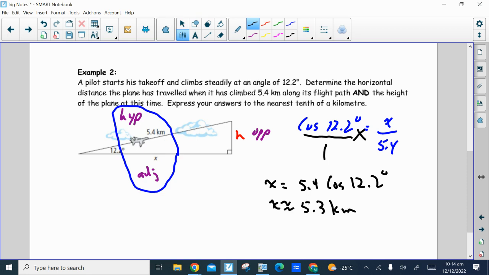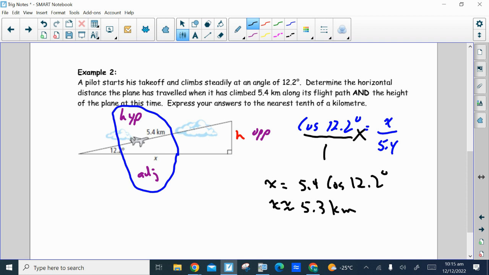Which is a reasonable answer. Remember, the hypotenuse is always the longest side, and 5.4 is bigger than 5.3, just. The reason they're so close is because the angle, 12.2, is quite small. The bigger that angle would be, the greater x would become. Okay, so there's the answer for x.